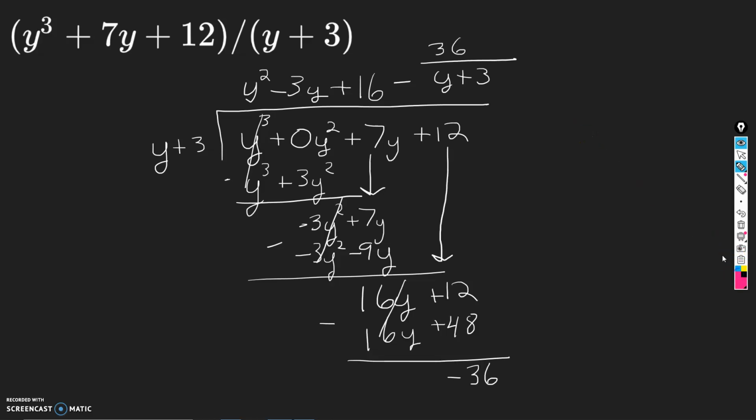So let me change color. So this is our answer here. So we're not always going to divide evenly. So y cubed plus 7y plus 12 divided by y plus 3 is y squared minus 3y plus 16 minus 36 over y plus 3, because positive 36 was our remainder.